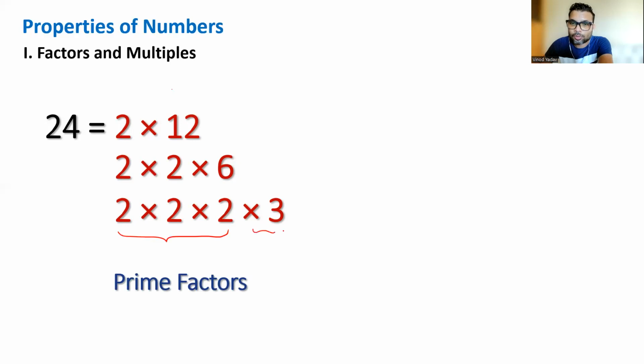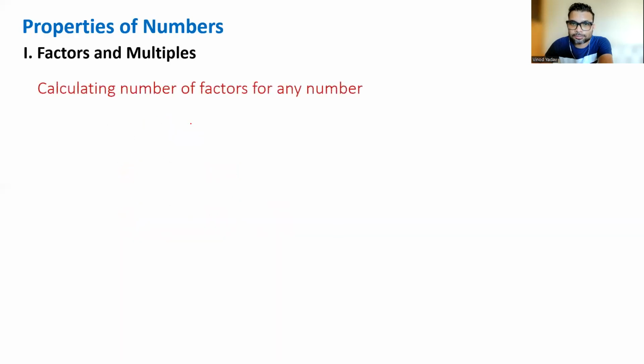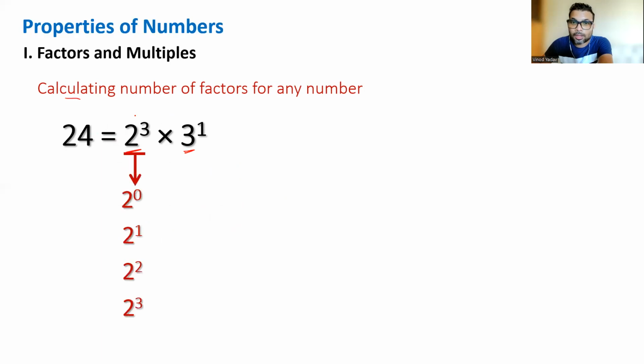So 2 appeared 3 times, into 3. So we are learning calculating the number of factors of any number. I have factorized 24 in such a way that the base is a prime number. This is called prime factorization. Now see, for the first time live in front of you, how to calculate the number of factors.